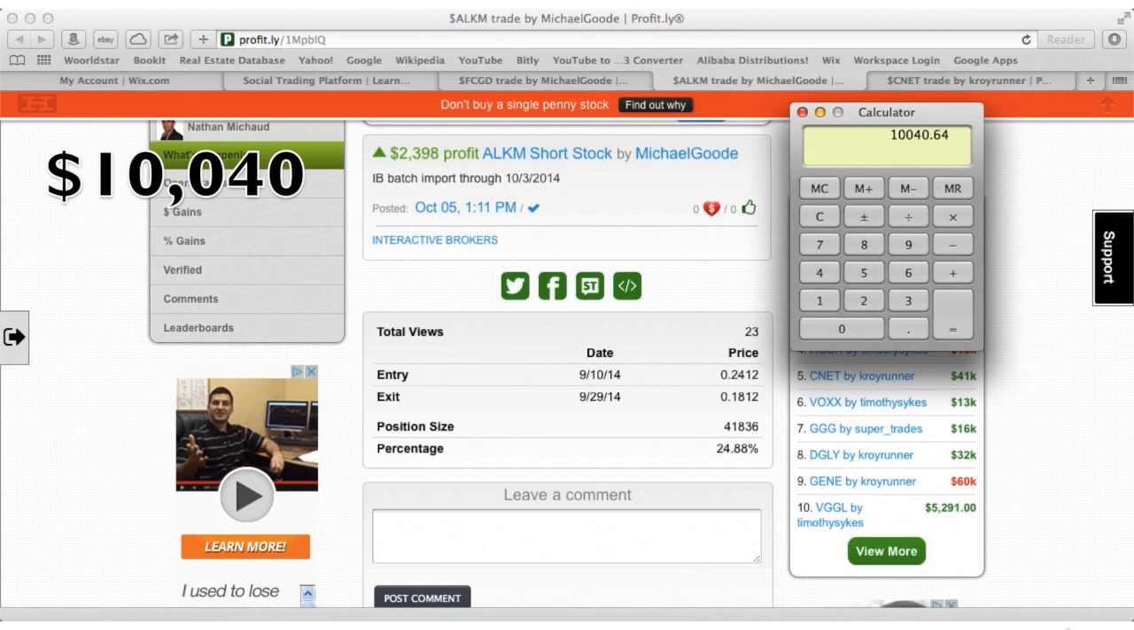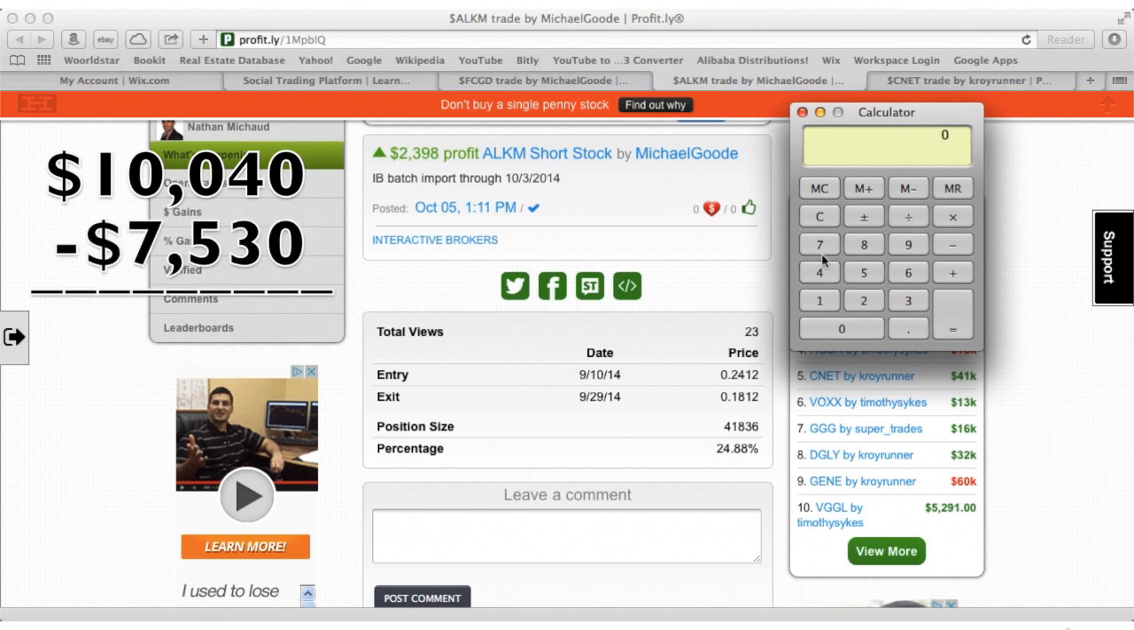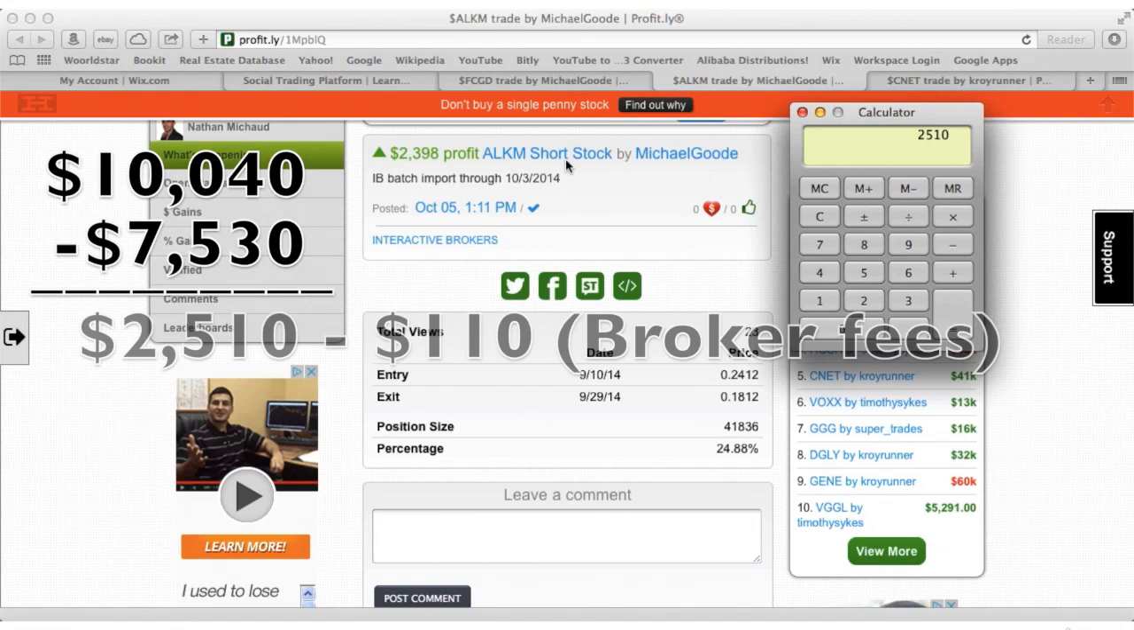So let's do the math on that. 18 cents times 41,836 stocks. That's $7,530. Now we take 10,040 minus $7,530. And that's how you see he got that $2,500 profit. It's saying $2,400 over here because he probably had to pay your broker. He probably had to pay his broker about $110 in commissions just for doing a trade for him. So that's how it worked.